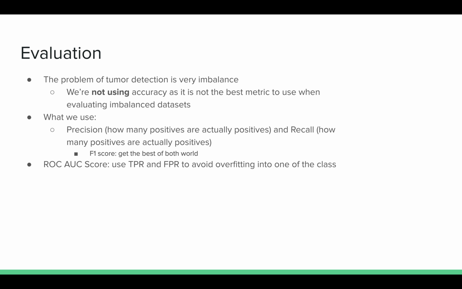For the evaluation part, because tumor detection is very imbalanced, we are not using accuracy, because it's not the best metric to use. Instead we use precision and recall to count how many predicted positives are actually positives. And we also use ROC and AUC score to avoid overfitting to one of the classes.